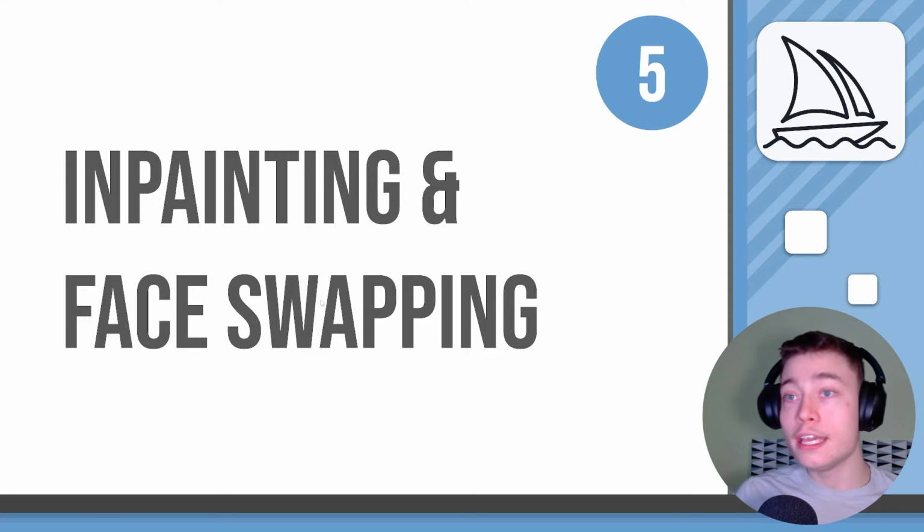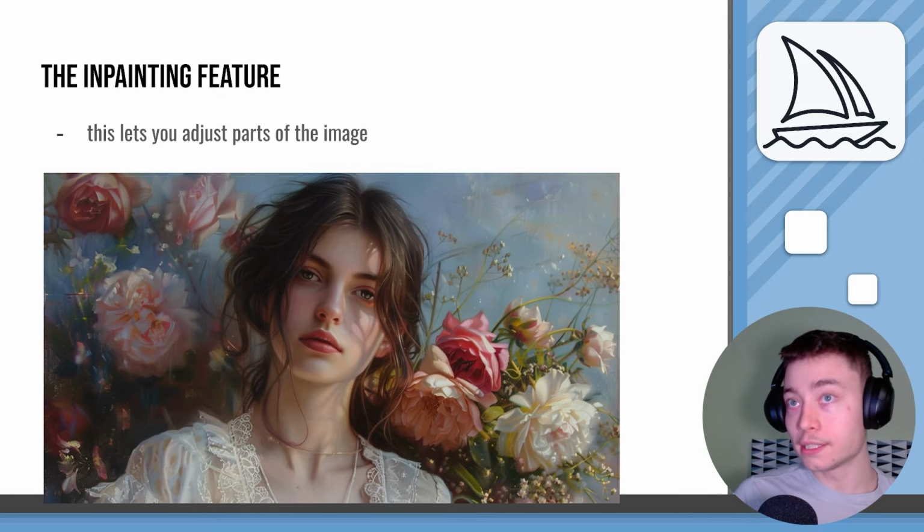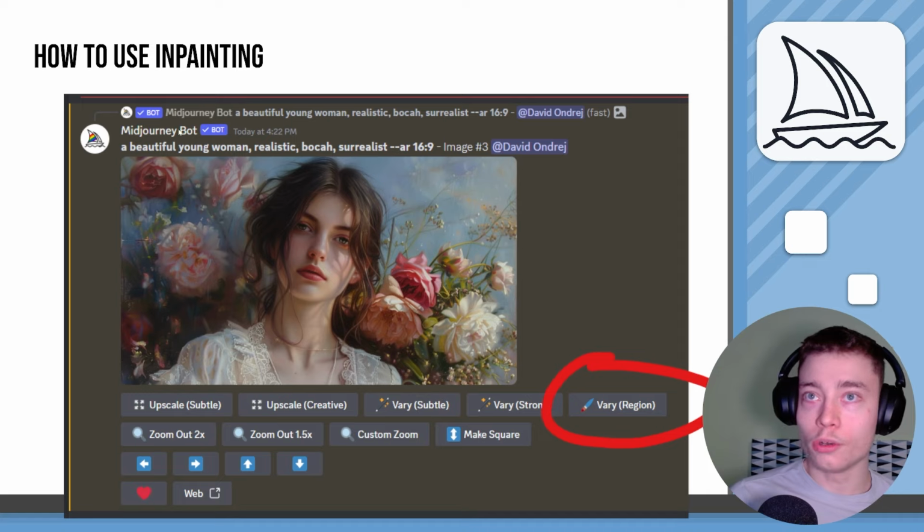Module number 5, in-painting and face swapping. Let's look at the in-painting feature. This lets you adjust parts of the image. So here we have an image of a girl. Now, let's say I want to give her blue eyes. I go into Midjourney and I click this button, which is very region. This is the in-painting button.